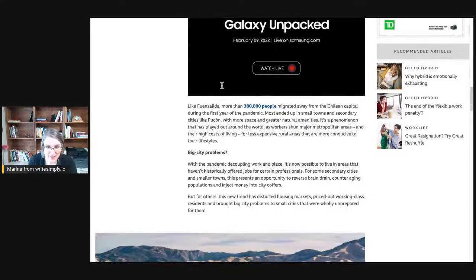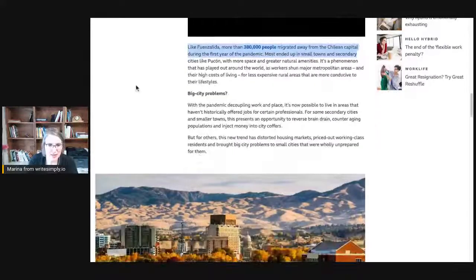Now, here is a fact. More than 380,000 people migrated away from the Chilean capital during the first year of the pandemic. There you go. There's proof that this has happened. And why. Then you get, now we have some problems. It's possible to live in areas that haven't historically offered jobs for certain professionals. So here we see the opportunity, and it's also backing up being logical, like, well, why would people move to these areas? In the past, it hasn't been possible.